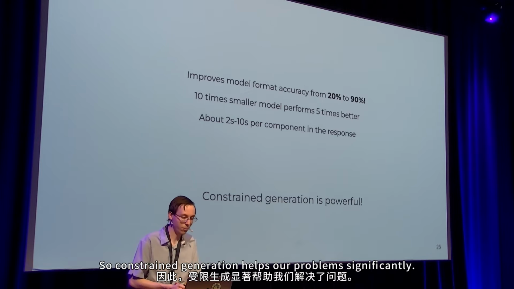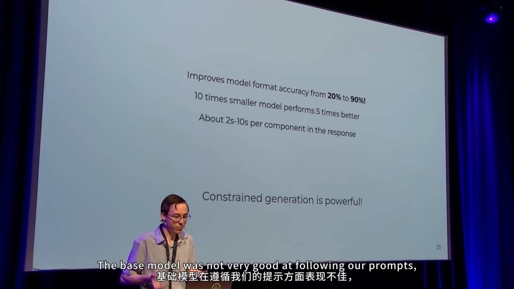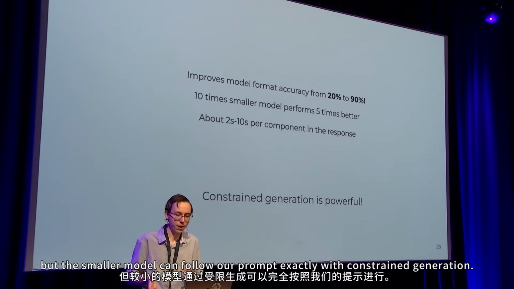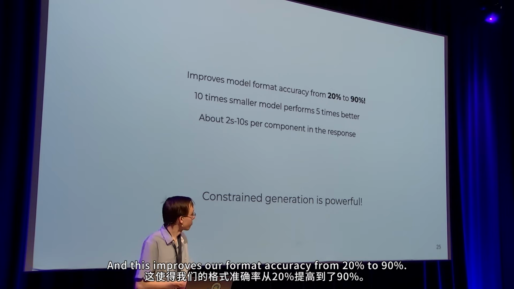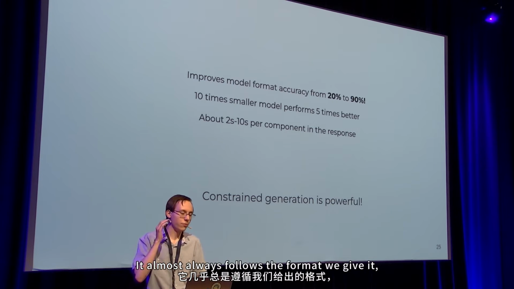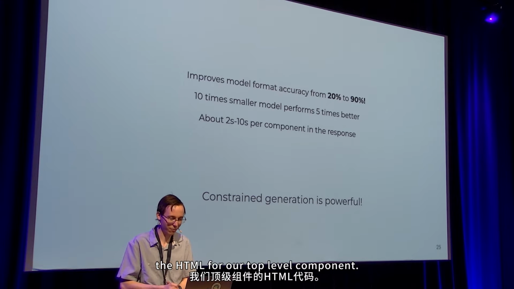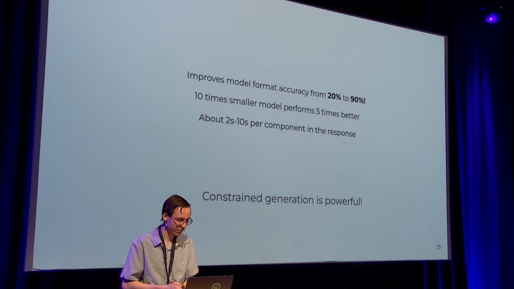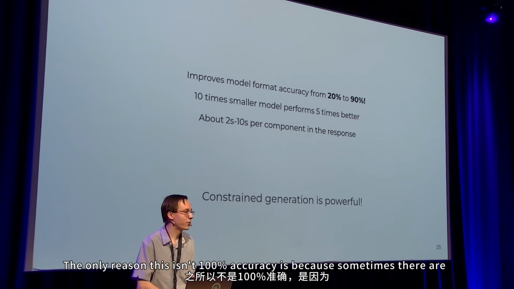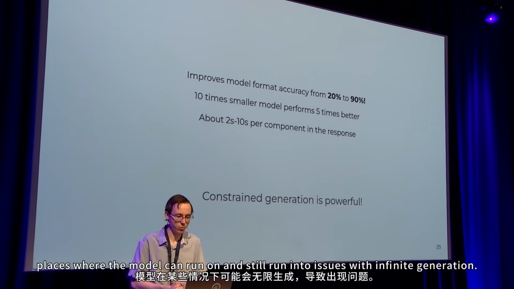So constraint generation helps our problem significantly. The base model was not very good at following our prompts, but the smaller model can follow our prompt exactly with constraint generation. And this improves our format accuracy from like 20% to 90%. It almost always follows the format we give it, where it generates components and then HTML, and finally the HTML for our top level component. The only reason this isn't like 100% accuracy is because sometimes there are places where the model can run on and still run into issues with infinite generation.